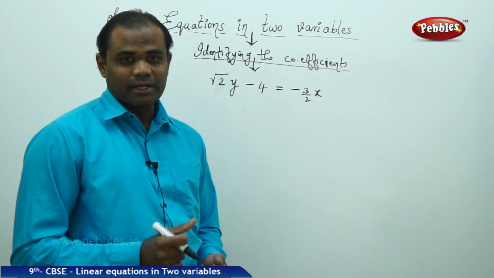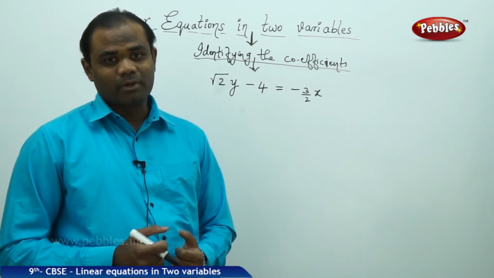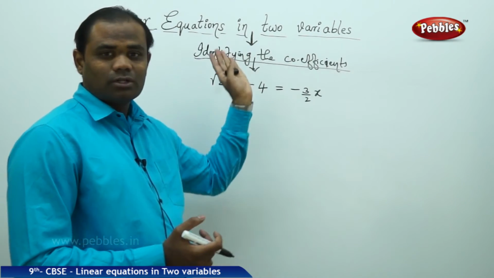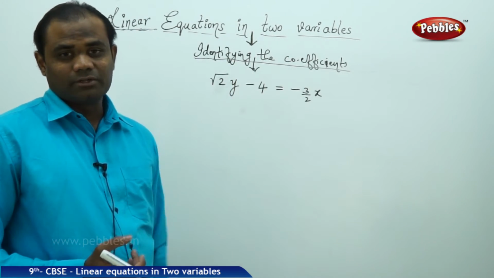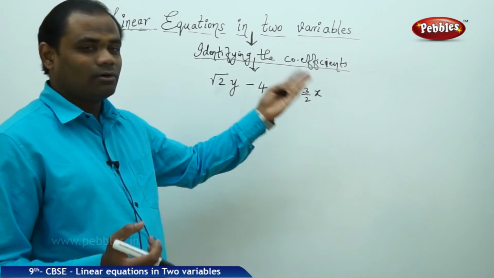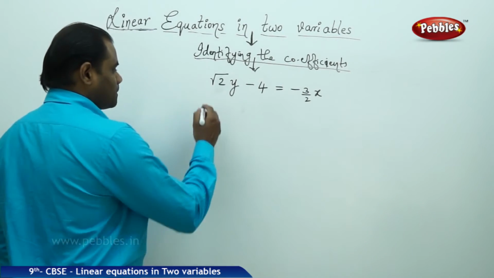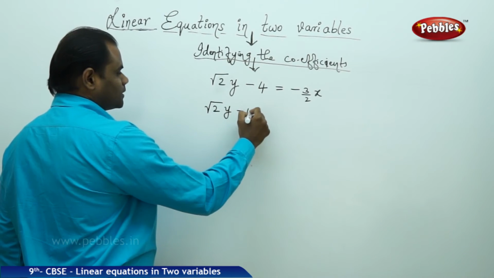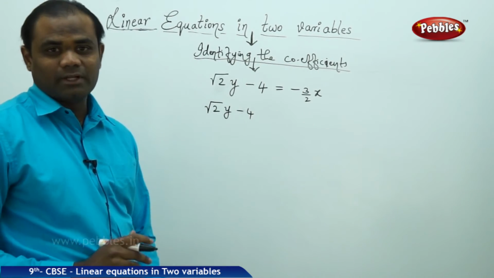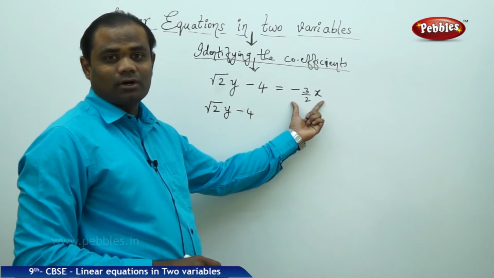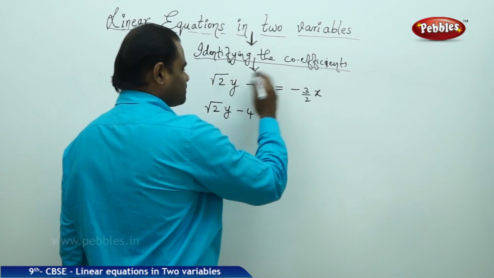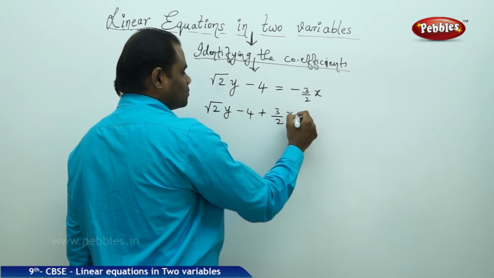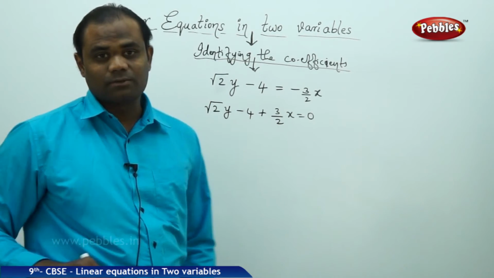So initially, for expressing this into the general form ax plus by plus c equal to 0, the first thing is about bringing all the terms to the left and equating to 0. So let's see how we can bring all the terms to the left. As I understand, this can be simplified by taking this minus 3/2x to the left, because I want only 0 on the right hand side. So minus 3/2x when brought here becomes plus 3/2x equal to 0.